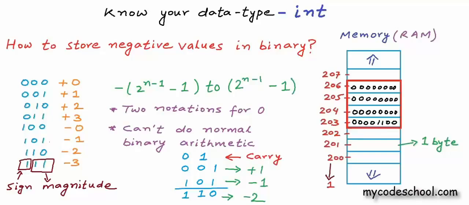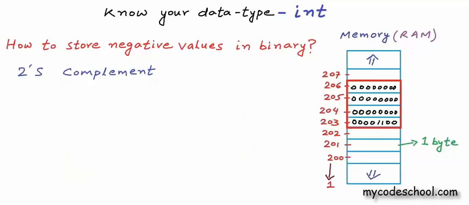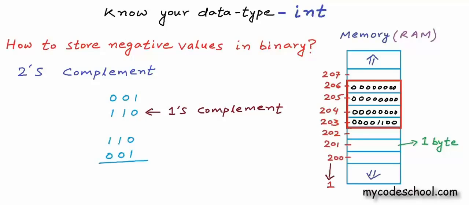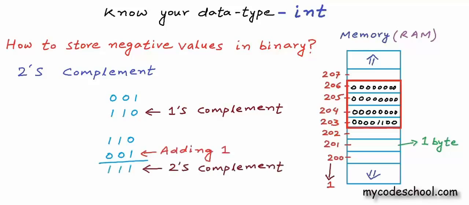It was difficult to design circuits for arithmetic operations with this encoding mechanism. So machines use another encoding mechanism, and it's called the 2's complement system. When we simply invert all the bits in a binary number, it's called the 1's complement of that number. And adding 1 to the 1's complement gives us the 2's complement. In the 2's complement system, the negative of a binary number is stored as its 2's complement.